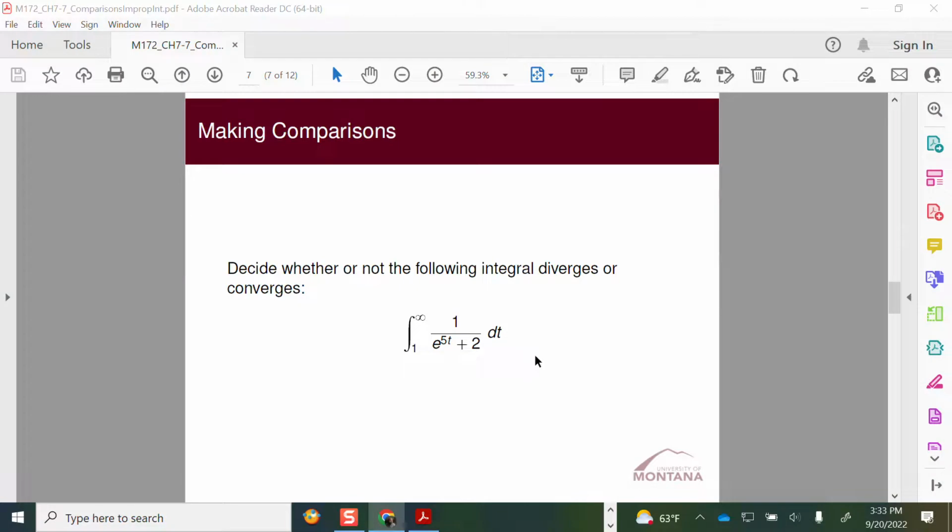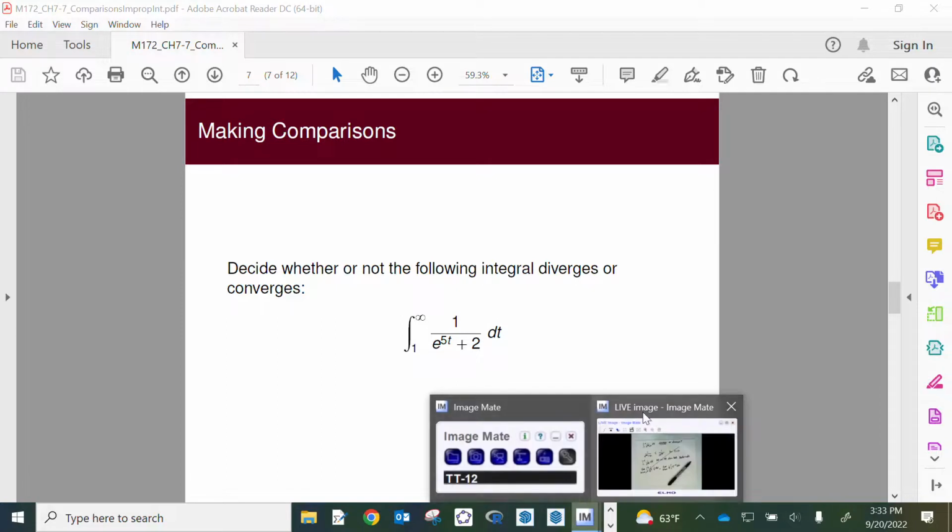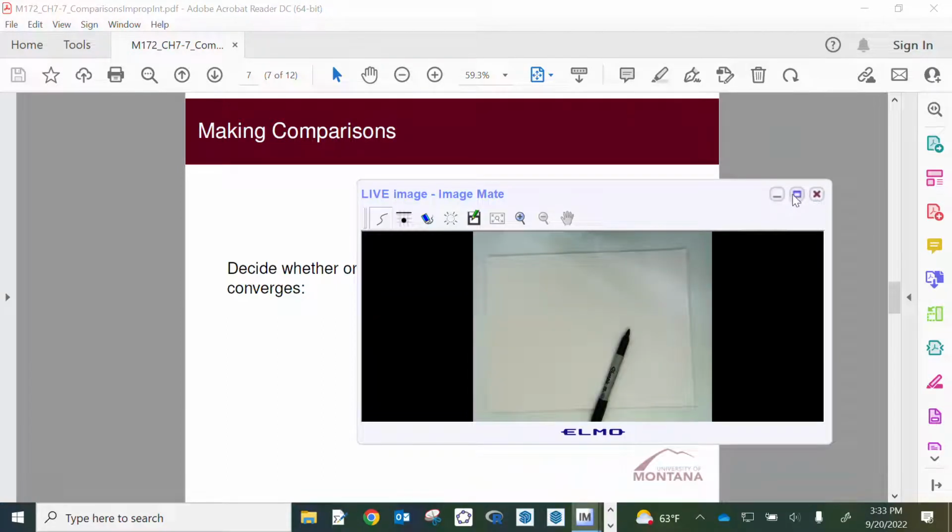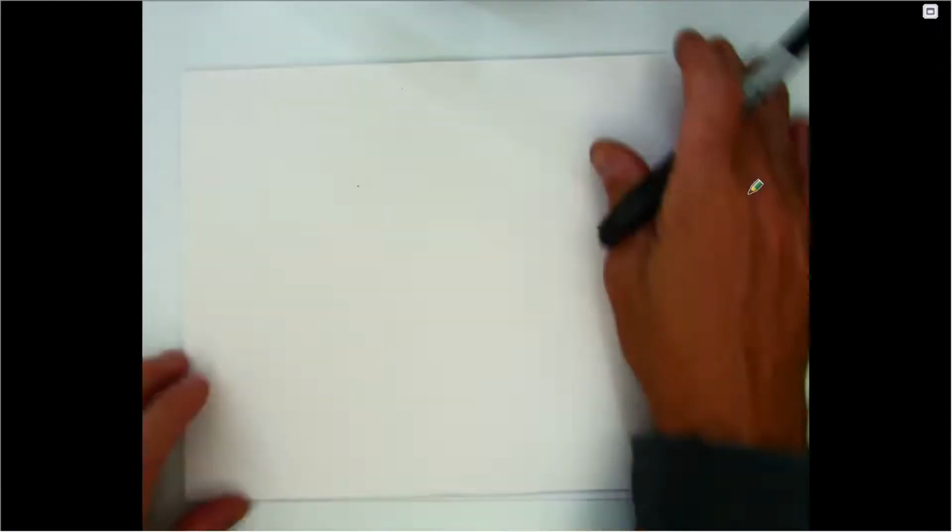But how do we prove it mathematically beyond a shadow of doubt? We're relying on technology to show us that it seems like it's true. Let's try to prove it mathematically. So I'll switch over to my Elmo Cam and we'll take a look at this, and see if we can get a sense.